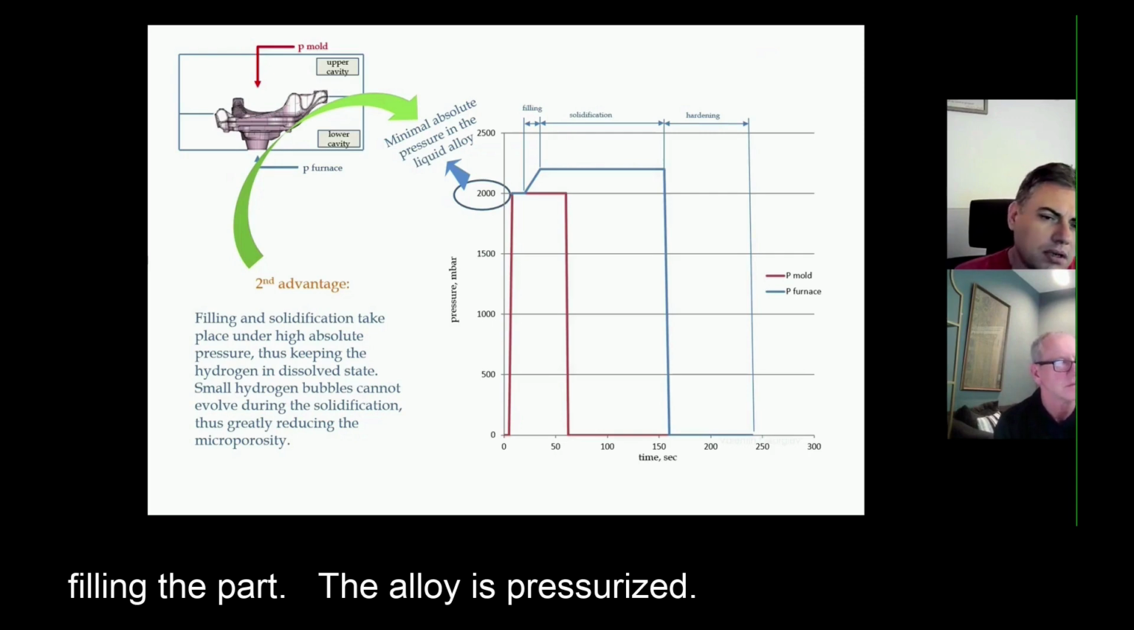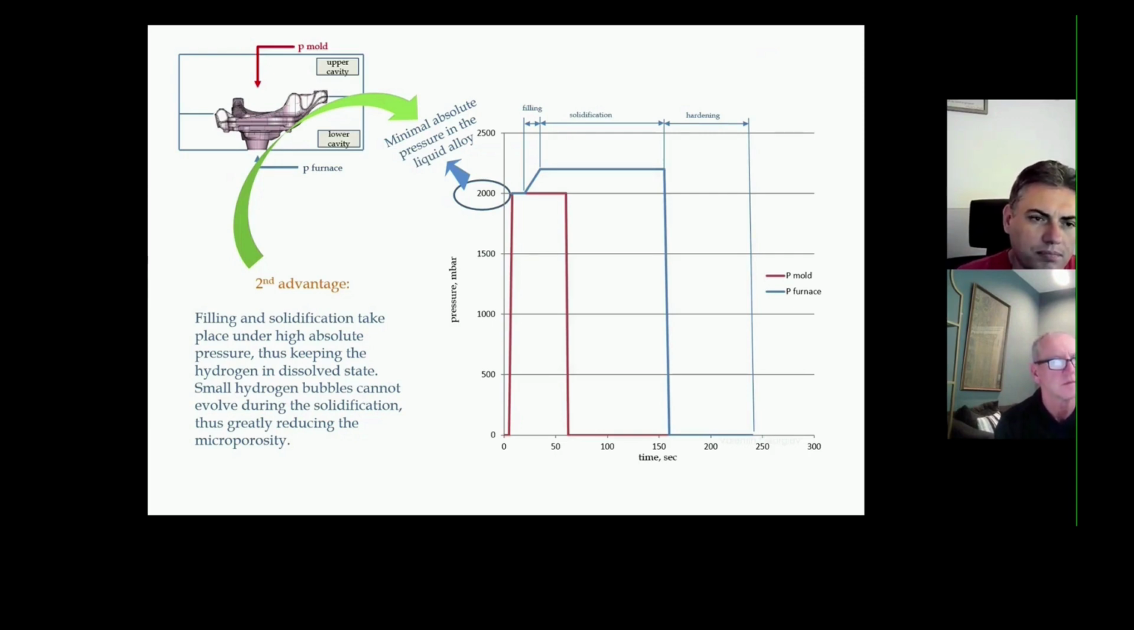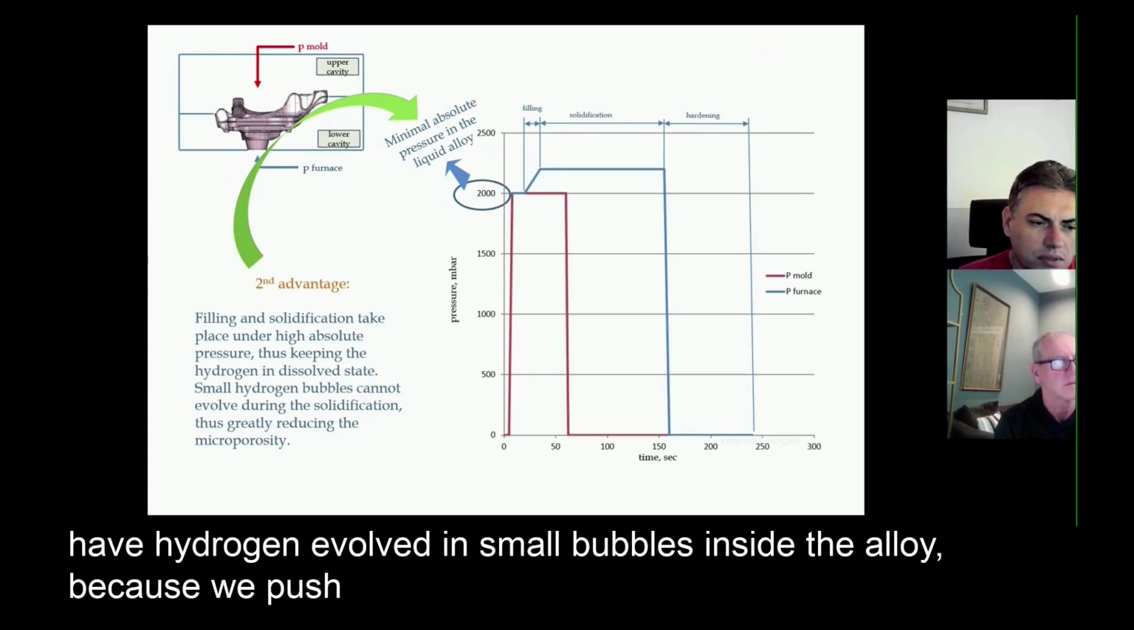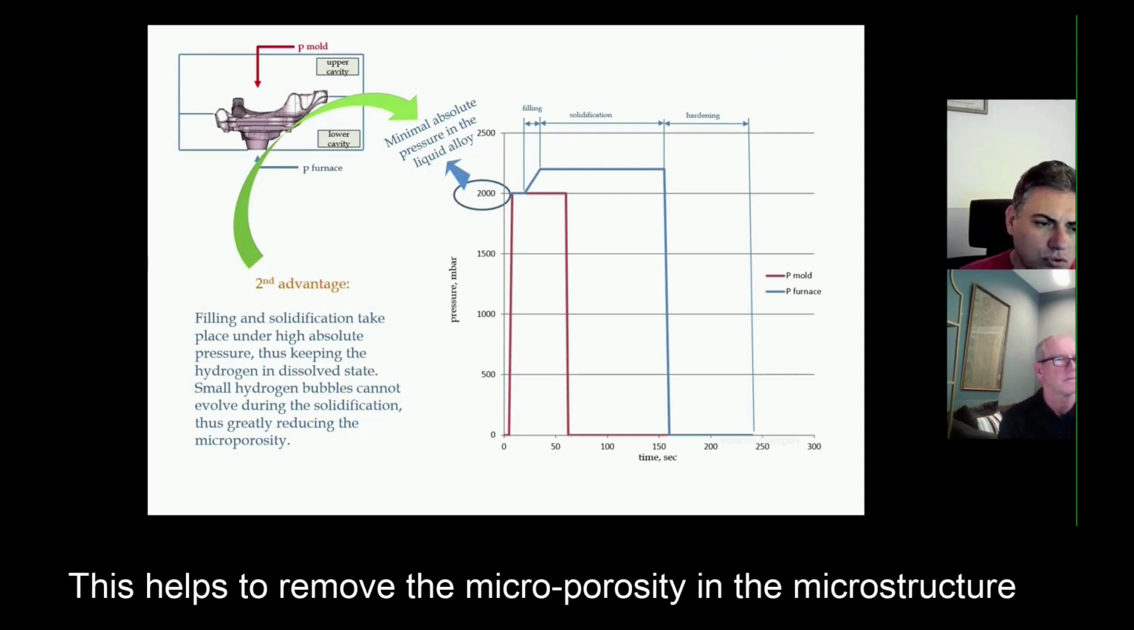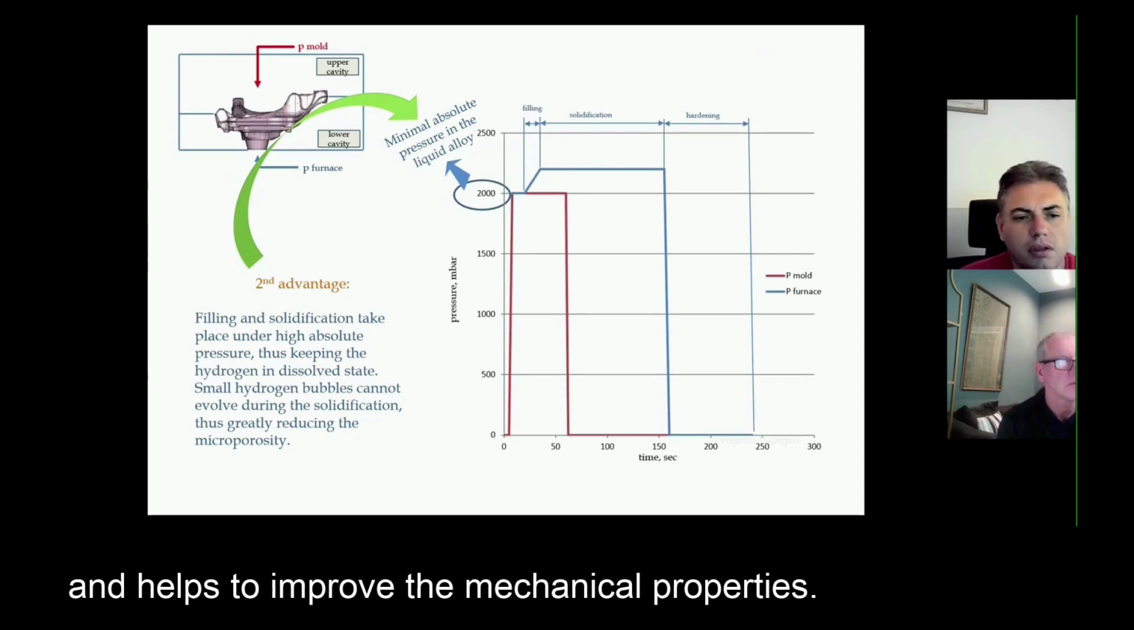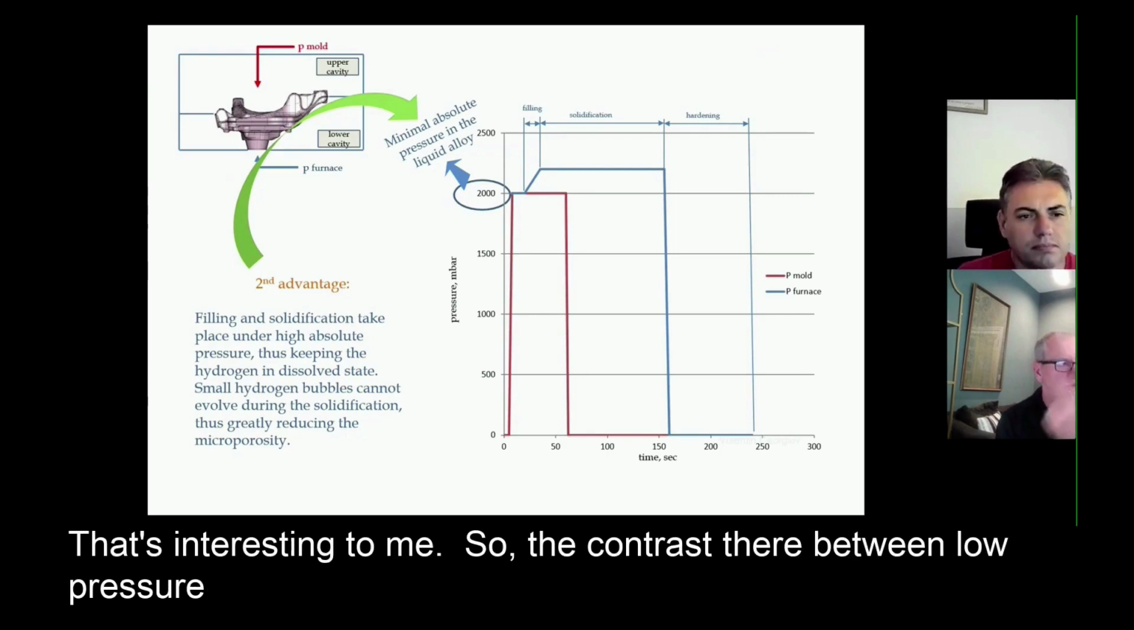That means the alloy is pressurized. Now we have a really big advantage. We cannot have hydrogen evolved in small bubbles inside the alloy because we push it and it stays dissolved in the alloy. This helps a lot to remove the microporosity in the microstructure after that, and really helps to improve the mechanical properties. That's interesting to me.